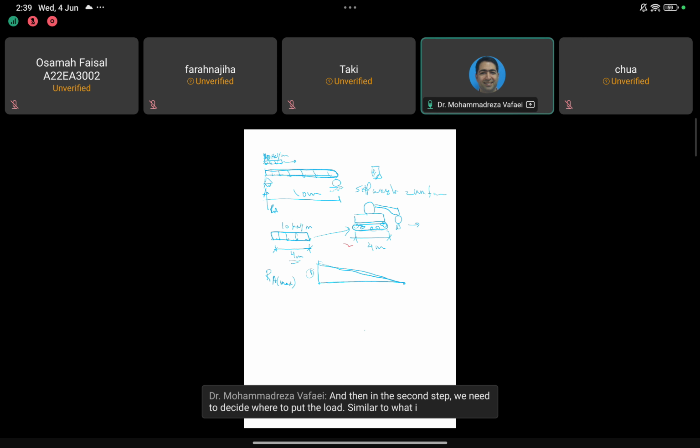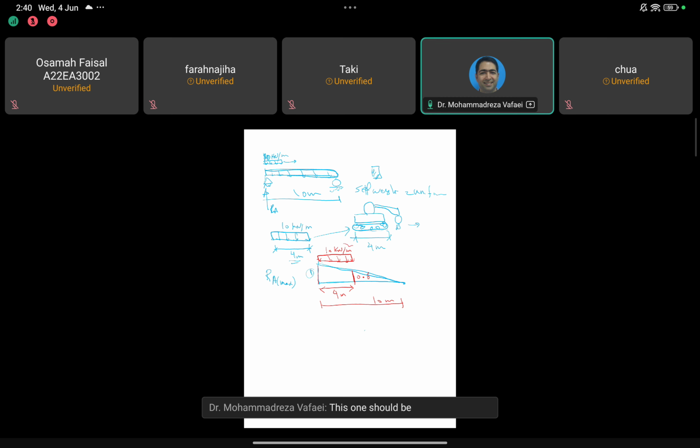Similar to what I said for point load, you need to put the load in the place that has the largest height. So the largest height for RA is in the beginning of its diagram. So that 10 kilonewton per meter with the length of 4 meter should be placed in the beginning of our graph, okay? Because here we have a larger height. And the length is given to us from here to here, 4 meter. So if the total length again is 10 meter, this one should be around 0.6.